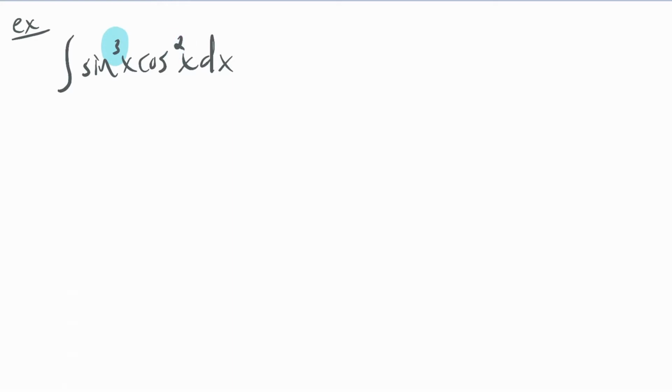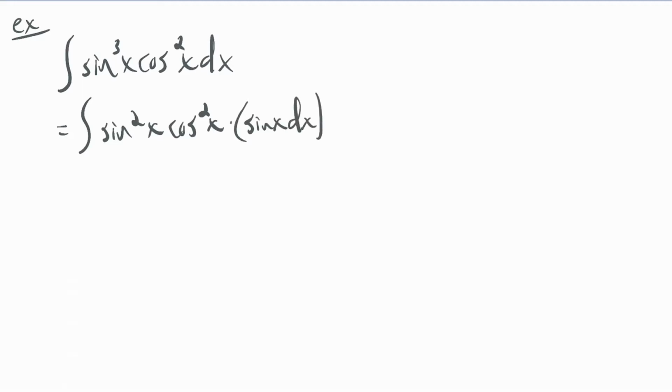I'm going to peel off one copy of sine and pair it with dx. So I'm going to write this as the integral of sine squared x cosine squared x times sine x dx. And this is going to be my dv, sine x dx. So that means that v needs to be cosine, or if I want negative cosine, whichever, it's going to work out anyway. So dv equals negative sine x dx.